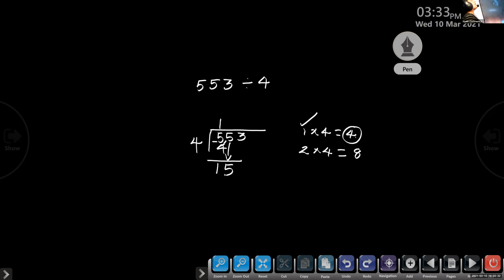So it is 15. 15 divided by 4. 15 is very clear. 15 is greater than 4. So you can divide 15 by 4. So all of you please divide 15 by 4 and find out the quotient.